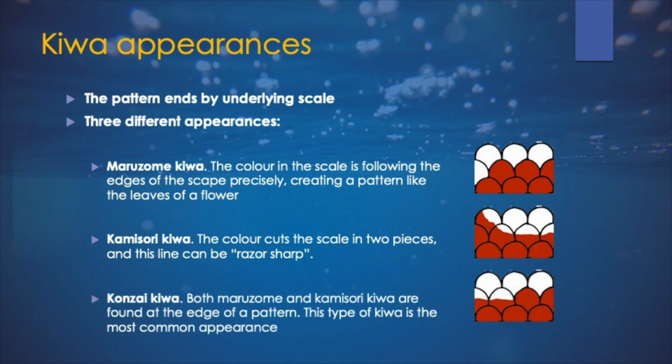The third appearance is a combination of Marizome and Kamisori Kiwa, and is called Kanzai Kiwa. The Japanese term kanzai translates best to mixed. Chances are big that this type of Kiwa is found on most fish, as it is most common.